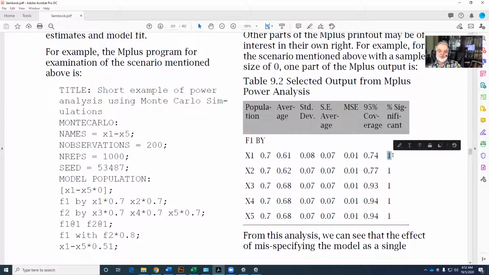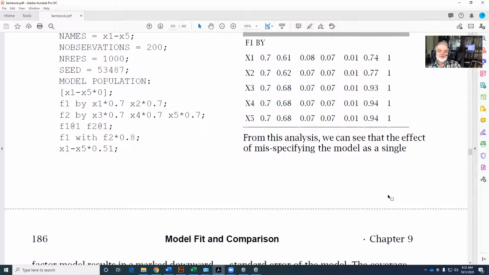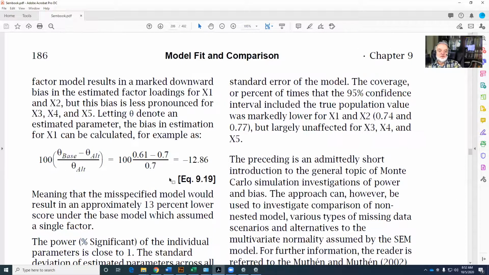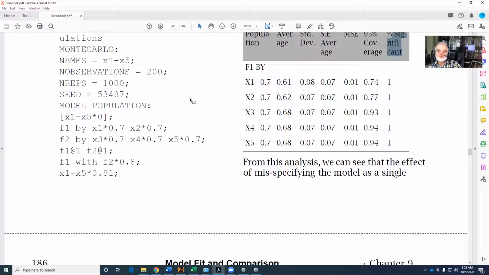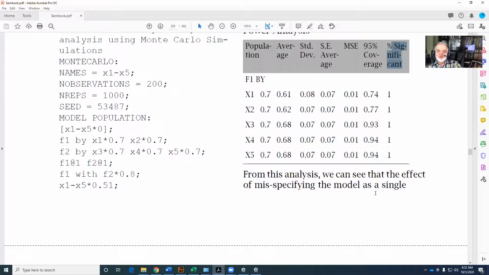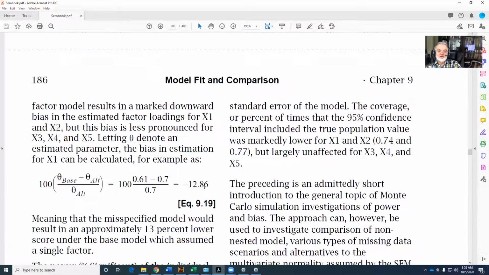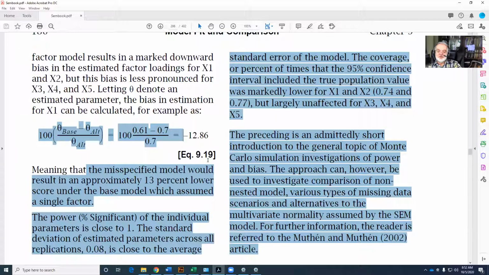And the last number over here is the proportion of times that that loading was judged to be statistically significant. So this is power. So in this study, for these loadings, for this sample size, my power was 1. And we can also calculate the bias. So in this model, we misspecified the model. This 0.61 is different than 0.7. And I can apply the following formula to get the percent error associated with that model.